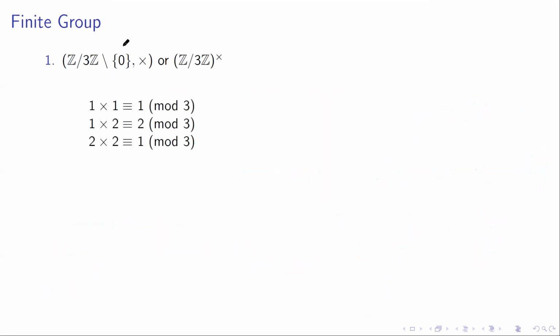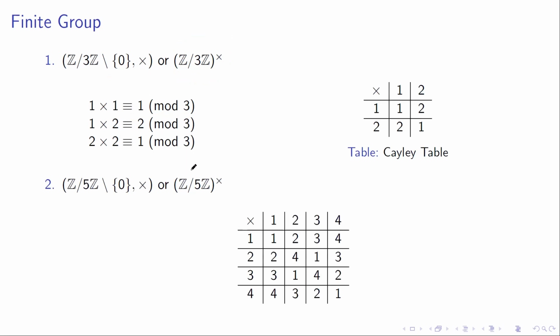And some examples. For simplicity, I can just use this symbol to denote the multiplicative group under modulo 3. So as usual, we can write down the Cayley table, and this is the Cayley table for integers modulo 5. Yeah, so 2 times 2 is equal to 4, and 2 times 3 is equal to 6, and 6 modulo 5 is equal to 1, and so on.